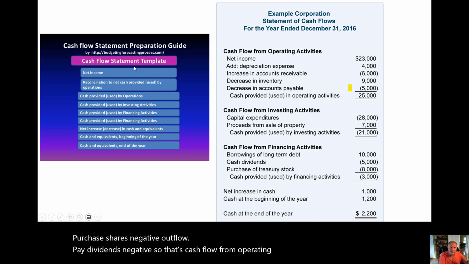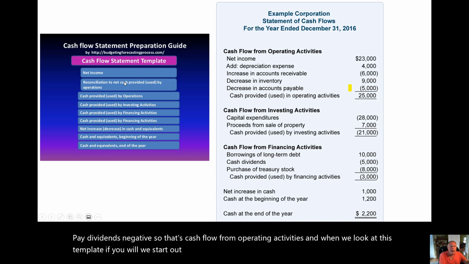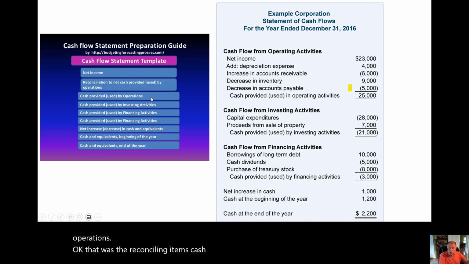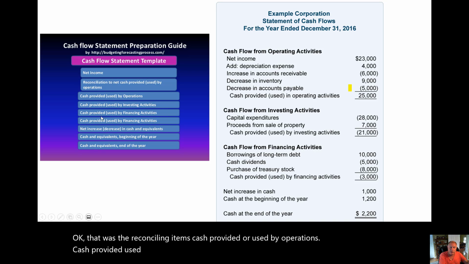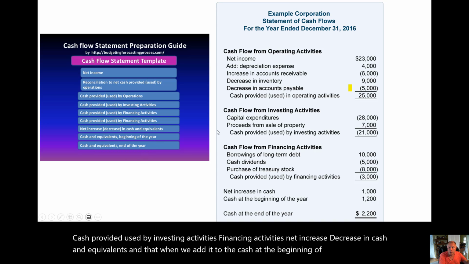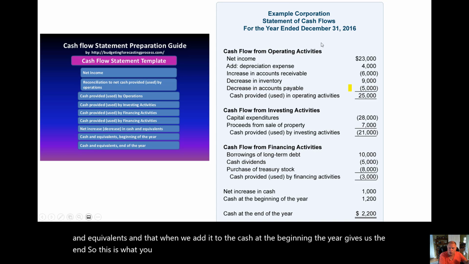And when we look at this template, if you will, we start out with net income and we reconcile to net cash provided by operations. Okay, those are the reconciling items. Cash provided or used by operations, cash provided or used by investing activities, financing activities. Net increase or decrease in cash and equivalents, and when we add it to the cash at the beginning of the year, that gives us the end. So you can see how we've got this broken out here.